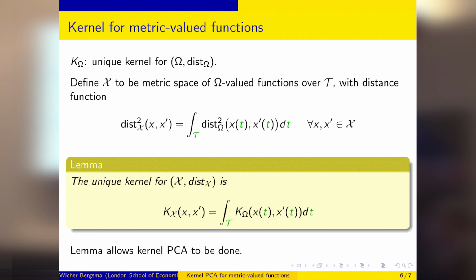So we can define x to be the metric space of omega valued functions over T with distance function just the integral of the local distances. I think this is implicit in the authors' paper. And then, I don't have the proof here, it's a simple proof, the unique kernel for the observation space is just the integral of the local kernels. So this lemma allows kernel PCA to be done, so we have a metric space of negative type, assuming omega is of negative type.